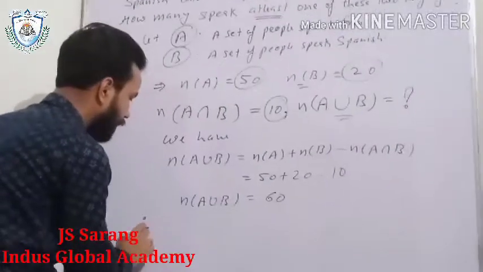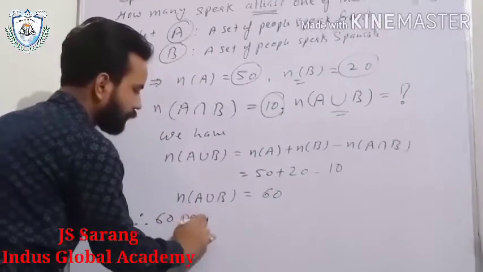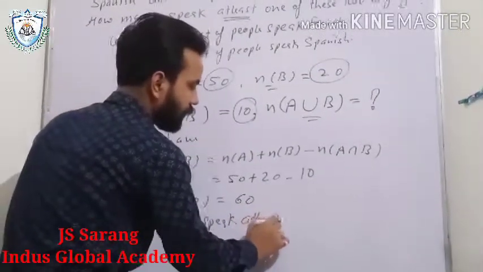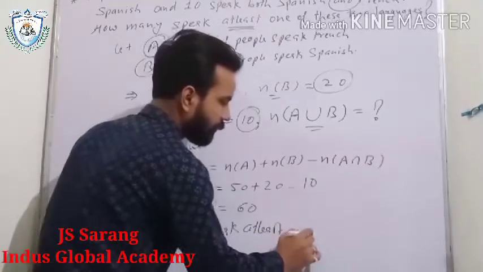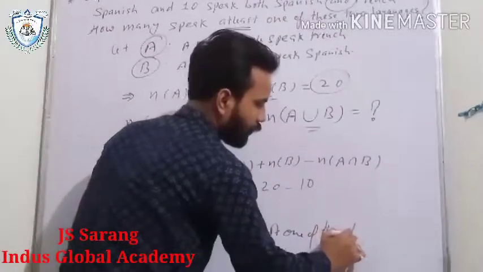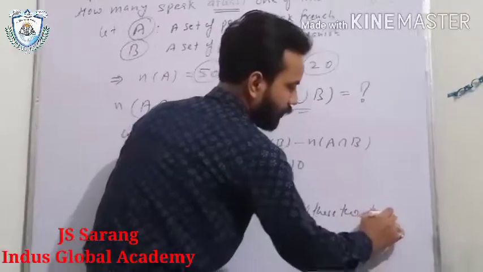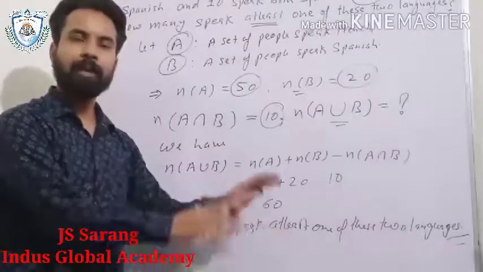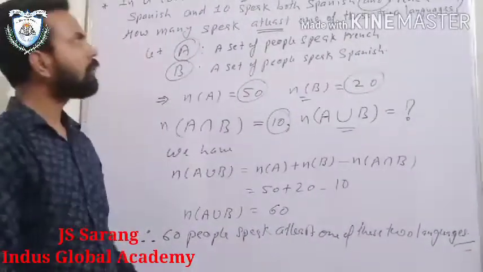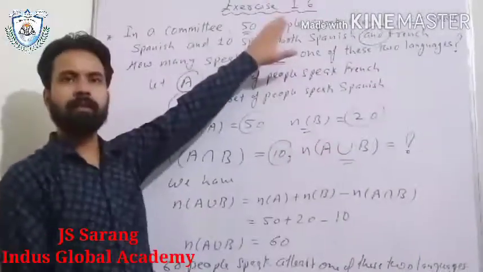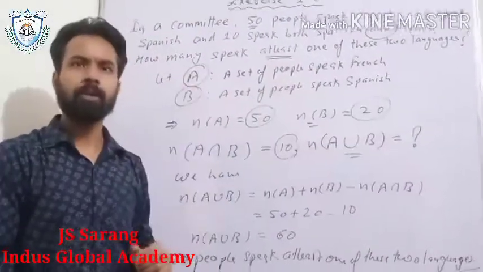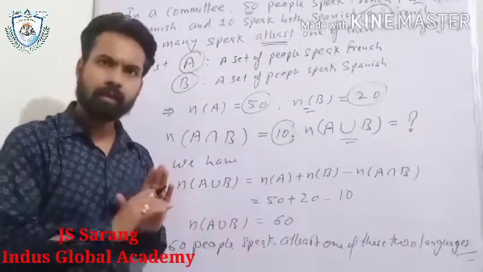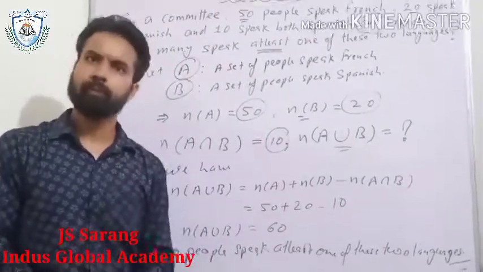So at last we have to write, hence 60 people speak at least one of these two languages. Got it? Hope it is clear to everyone. Okay. Now the remaining sums of this exercise are the same as these. Understood? So you can try at home. Got it? All the sums are very simple and easy. You can solve them. Got it?